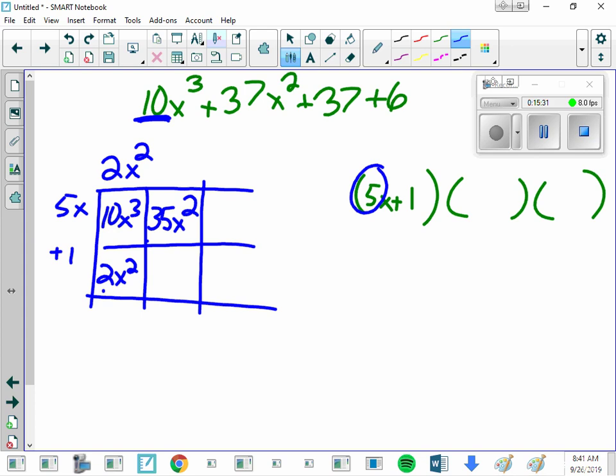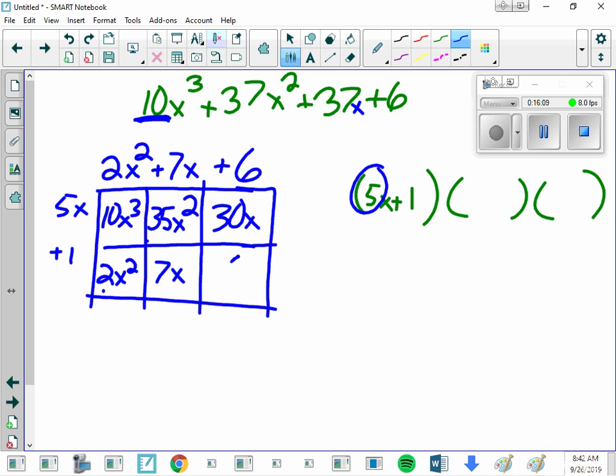No? We're good? Okay. Pull out a 5x. 35x squared divided by 5x is 7x. 7x times 1 is 7x. Add a column. Oh, I'm missing an x up there. 7x in the next box needs to add up to 37x. 30x, good job. Pull out a 5 and an x, and I get plus 6.